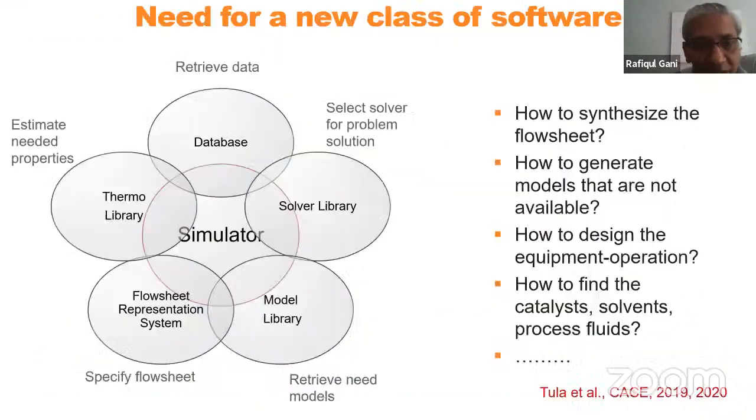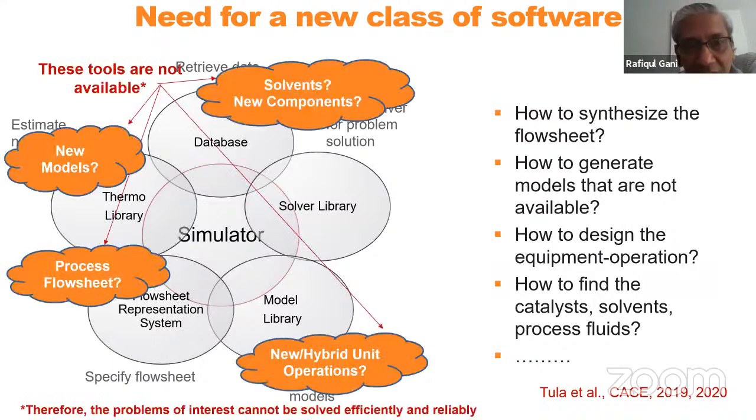So what we see is that we need some extra things. The extra things could be, if we need a new solvent, can we find a new solvent, a new compound, a new model, a new process flow sheet, new hybrid unit operations? How do we find them? We need methods and tools for them linked to the simulators.